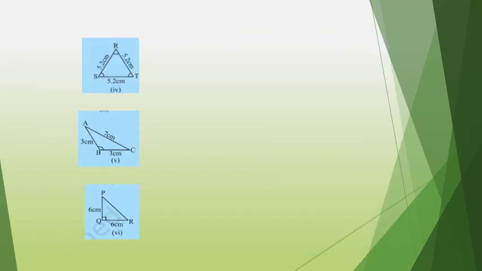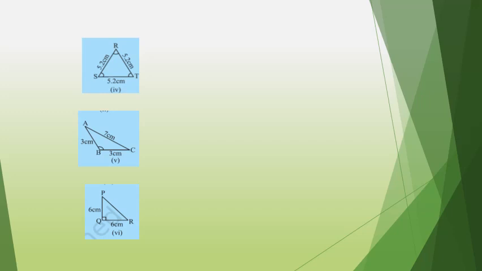Next figure, question number 4. All sides are of equal measures, that is equal to 5.2 cm. Hence, triangle RST is an equilateral triangle and all its angles are acute. Hence, it is called an acute angled triangle.